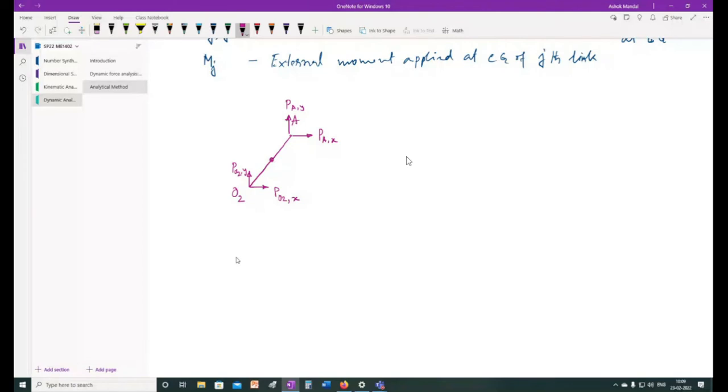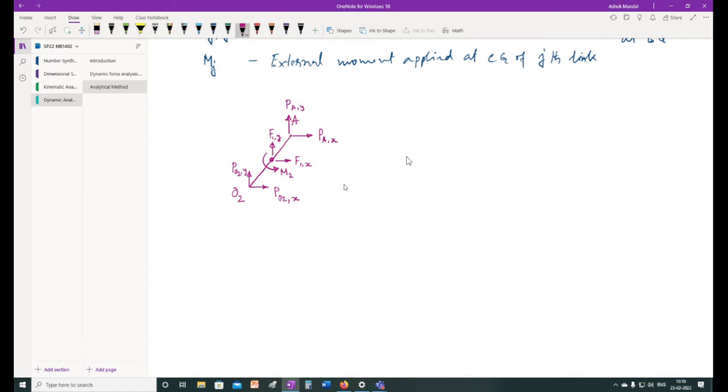Now the center of mass is here, and at this point there is a component of external force, F2X, in this direction, and a component of external force F2Y acting in the Y direction. There is also a moment acting on it. This moment is M2.